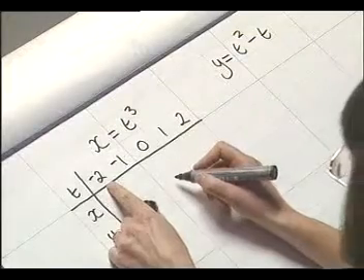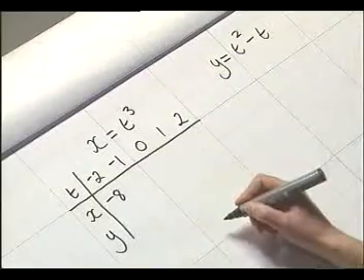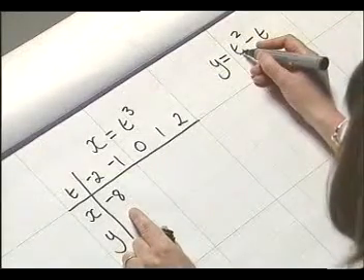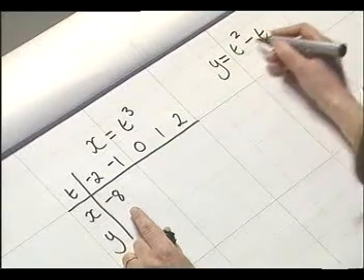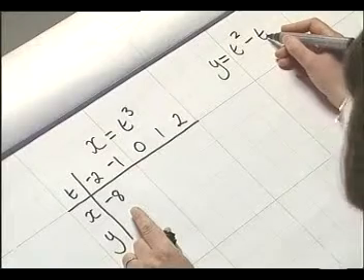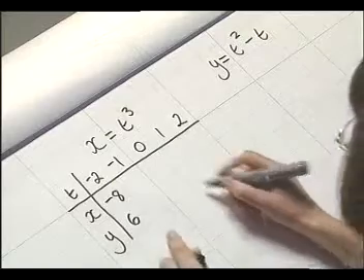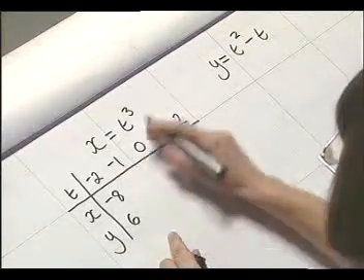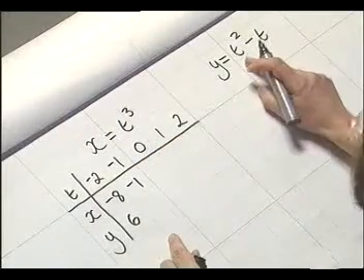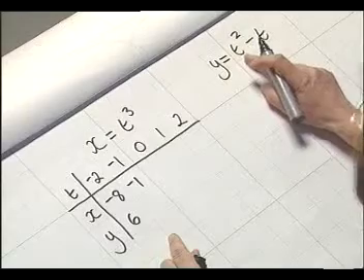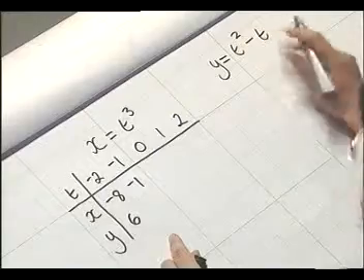So when t is -2, x is -2 cubed, which is -8. When t is -2, y is -2 squared, which is 4, take away -2. 4 take away -2 gives us 6. When t is -1, x is -1 cubed, which is -1. When t is -1, y is going to be -1 squared, which is 1, take away -1, which gives us 2.